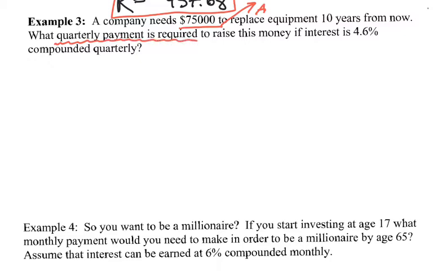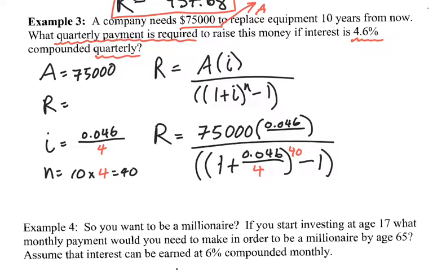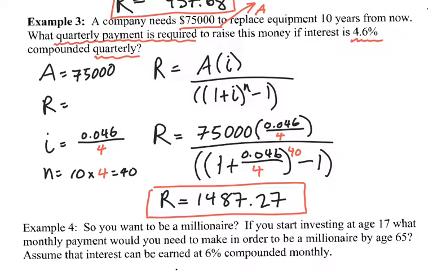It's a quarterly payment, and there's other information as well: 4.6% and the number of years. If it's 4.6%, we write 0.046, and because it's quarterly, we divide that by 4. Because it's 10 years, we change 10 years into quarters, so we multiply that by 4. That's 40. Now let's do our substitution. When we do our computation, we get R is approximately 1,487.27. That's how much you'd have to pay each quarter.